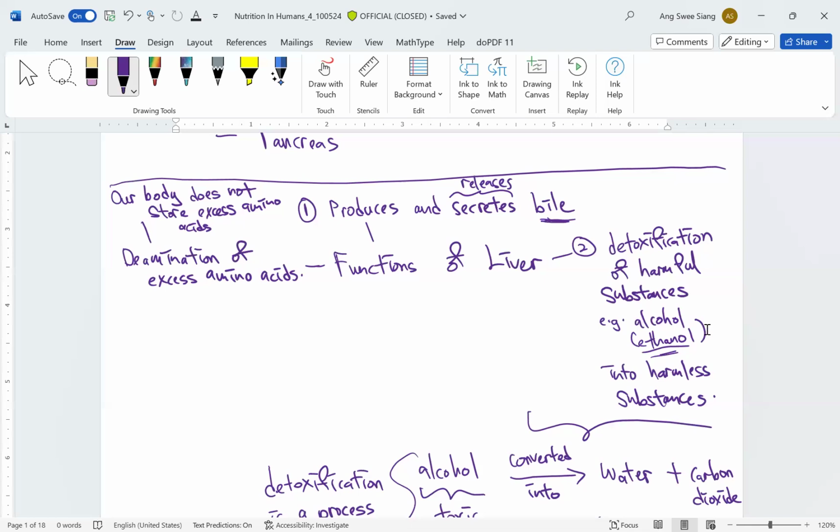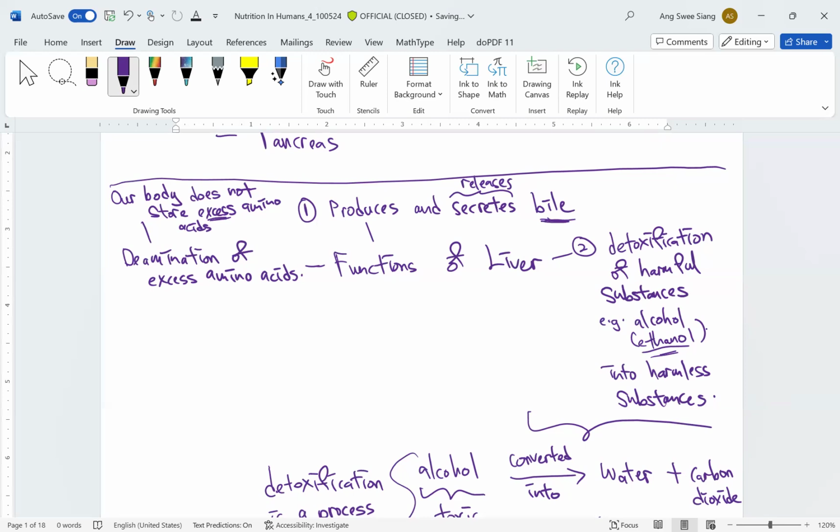our body does not store excess amino acid. So what will happen to this excess amino acid? Whenever you use the word excess, it means that after using all the amino acid that is needed, what is left over is considered as an excess. That means they are present in excess.